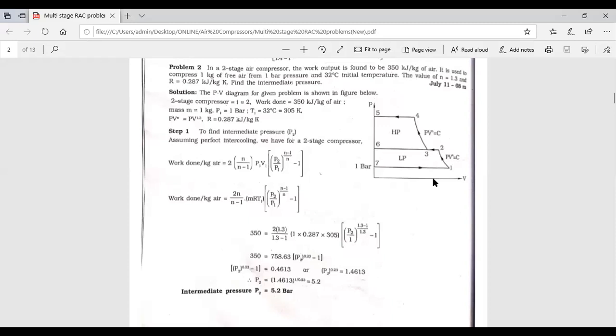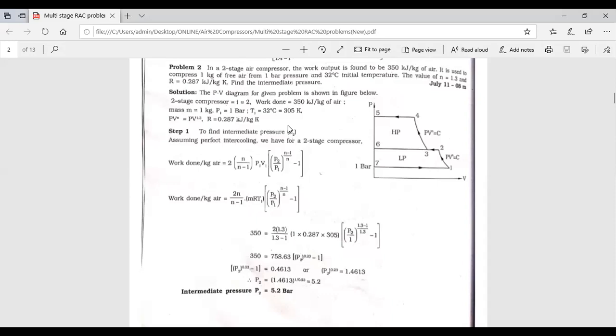Okay, suppose P1, V1, the value is not given. So you have to apply ideal gas equation. What is ideal gas equation? P1, V1 equals to MRT1. It is very easy procedure. Instead of P1, V1, just you convert into MRT1 because P1, V1 is MRT1. M is given in this problem, 1 kg. R you have to assume always 0.287 and temperature is given, your 32 degrees Celsius. You have to convert in Kelvin.